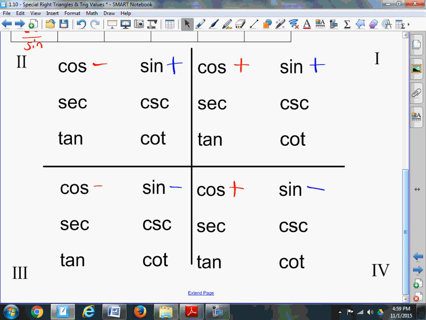All right, secant is the reciprocal of cosine, which just flips the numbers, it doesn't change the sign. So anywhere that cosine's positive, secant's positive. Anywhere cosine's negative, secant's negative. The same is true for cosecant's relationship with sine.